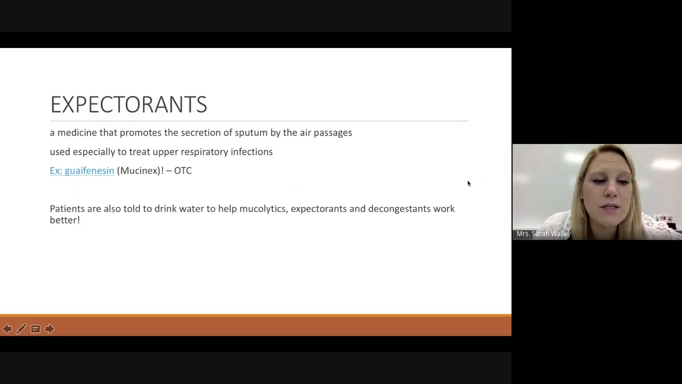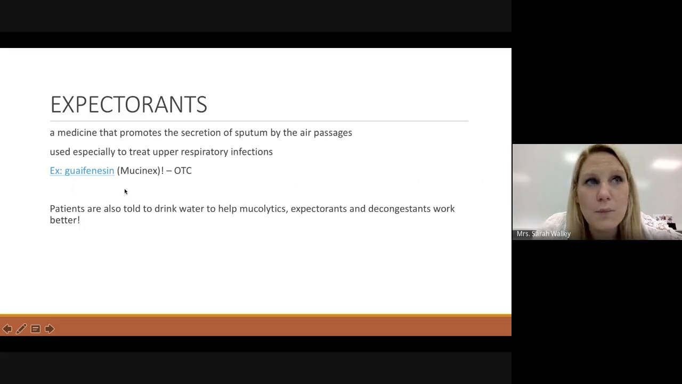And then expectorants. So we talked a little bit about expectorants a couple slides ago because of Mucinex. So expectorants are a medicine that produces those secretions of sputum by the air passages, and it's used to treat upper respiratory infection. This first line here is really just an easy way of saying it makes you cough. It makes you cough up stuff. So for example, guaifenesin, it will make you cough. It'll make you cough up the stuff that's in your lungs so it doesn't stay in there.